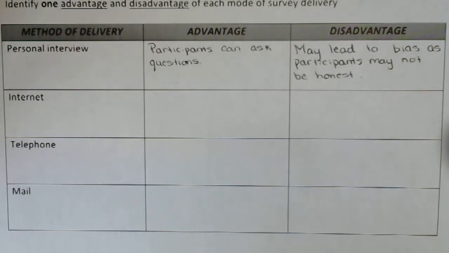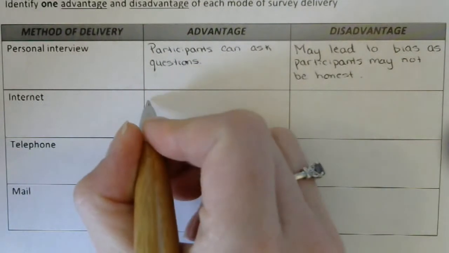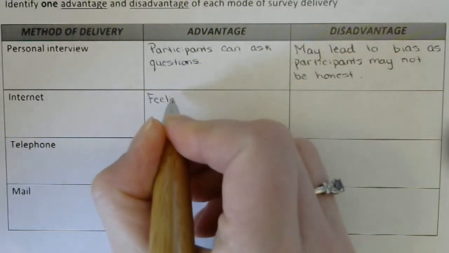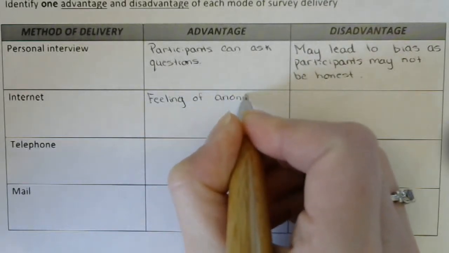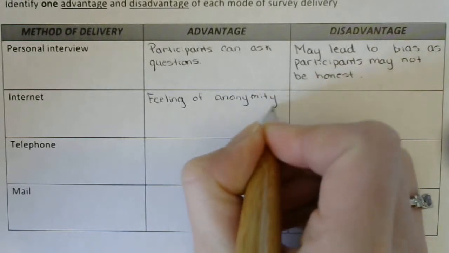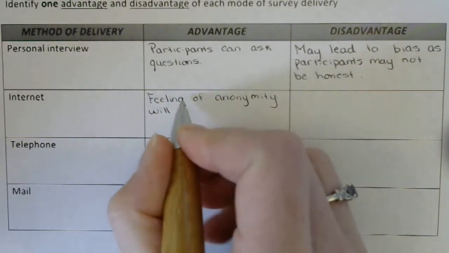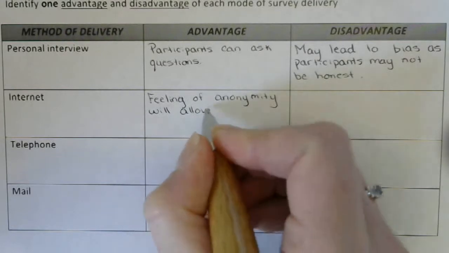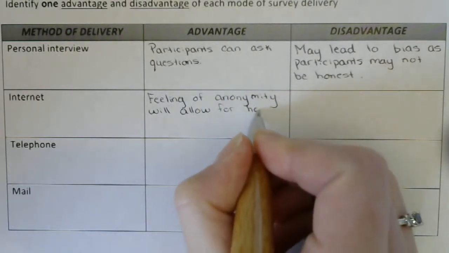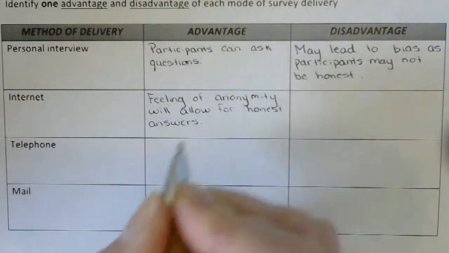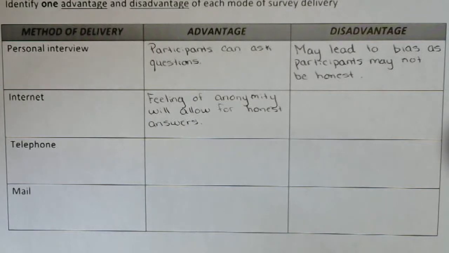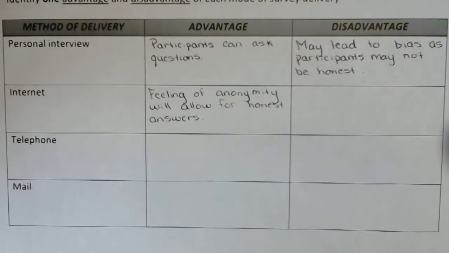As opposed to that, doing an internet survey, okay, there is a sense of anonymity. People tend to feel anonymous on the internet. So this means that they will answer very honestly. People won't be able to see you. They'll think they're in a very safe environment because, I mean, there's nobody around. They're on the internet at home. So it'll allow for very honest answers. Okay.